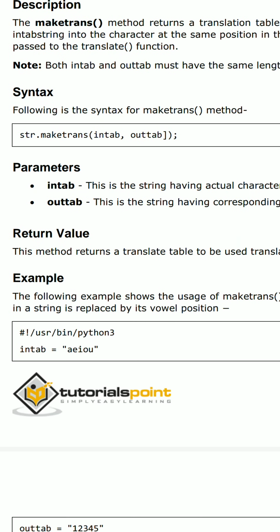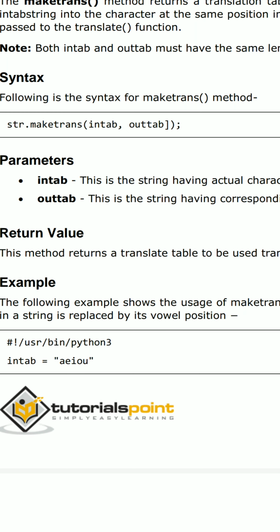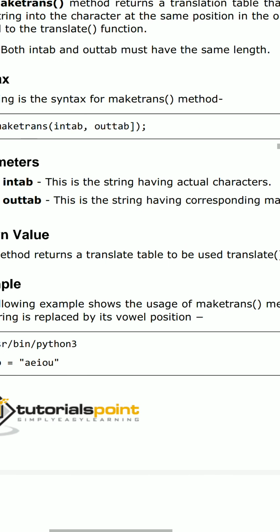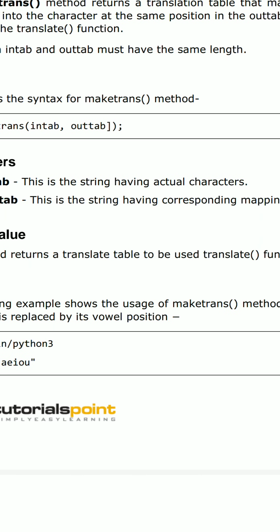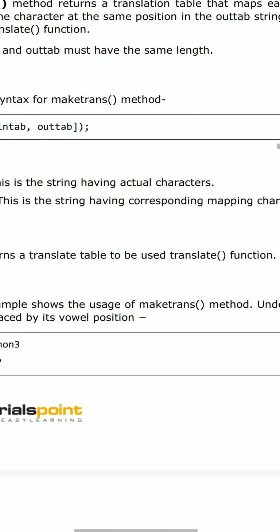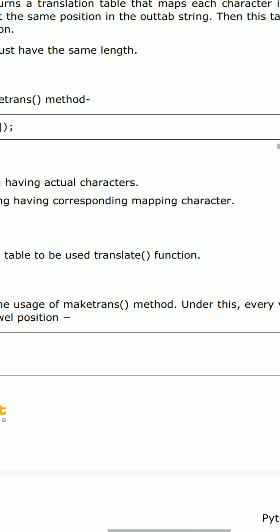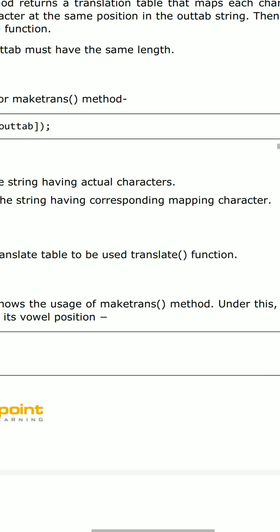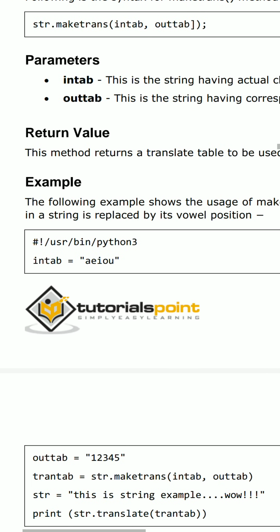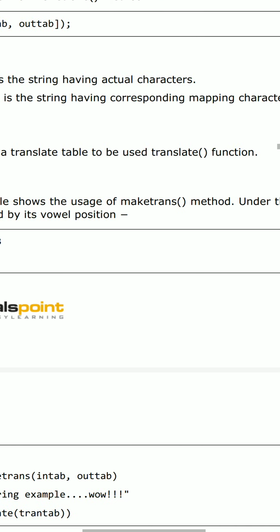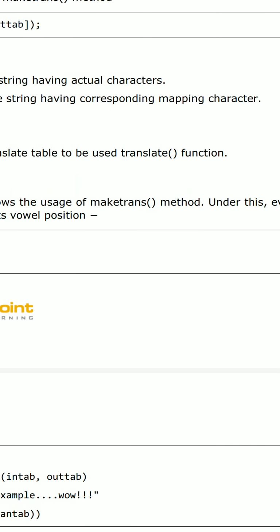So here we have the syntax str.maketrans(intab, outtab). Here the parameters specify: intab means this is the string having the actual characters. Outtab means this is the string having the corresponding mapping characters. So it returns a translate table to be used by the translate function.